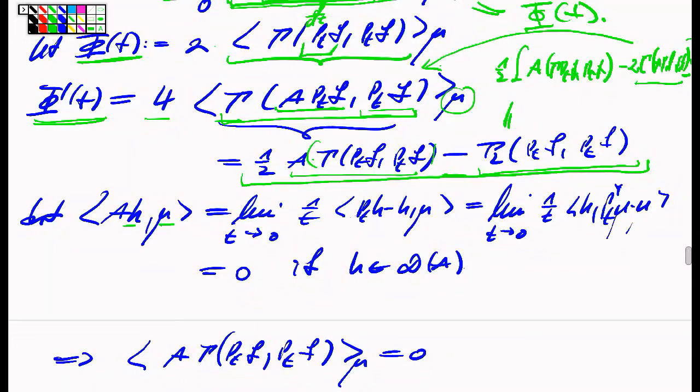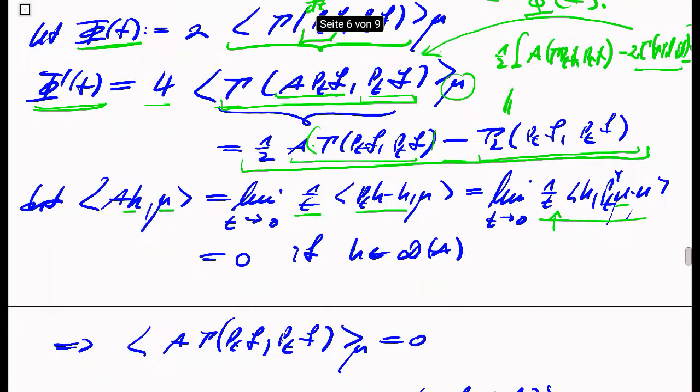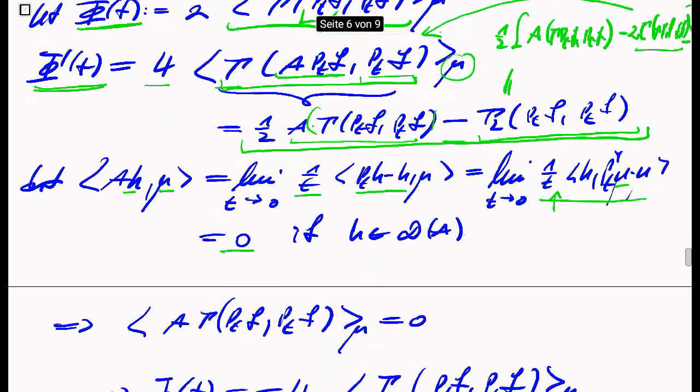Why so? Well, by definition, A of h is the limit of this difference quotient, PT h minus h, over t. By duality, I can map these operations onto the right-hand side. So that's the limit of the difference quotient, 1 over t, of h against PT star mu minus mu. But PT star leaves mu invariant by the assumption on mu. So therefore, this produces a zero, if at least h is in the domain of the operator. So I want to assume that the quantities which are here are smooth enough such that this is the case.